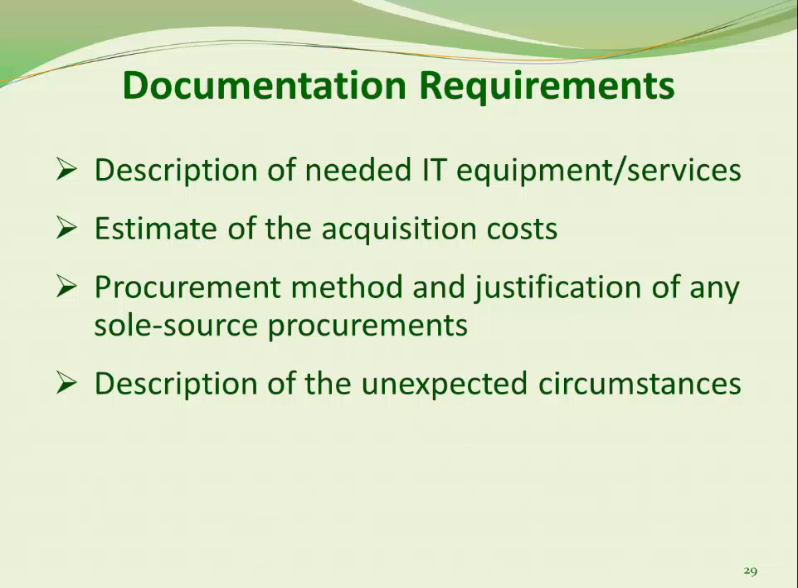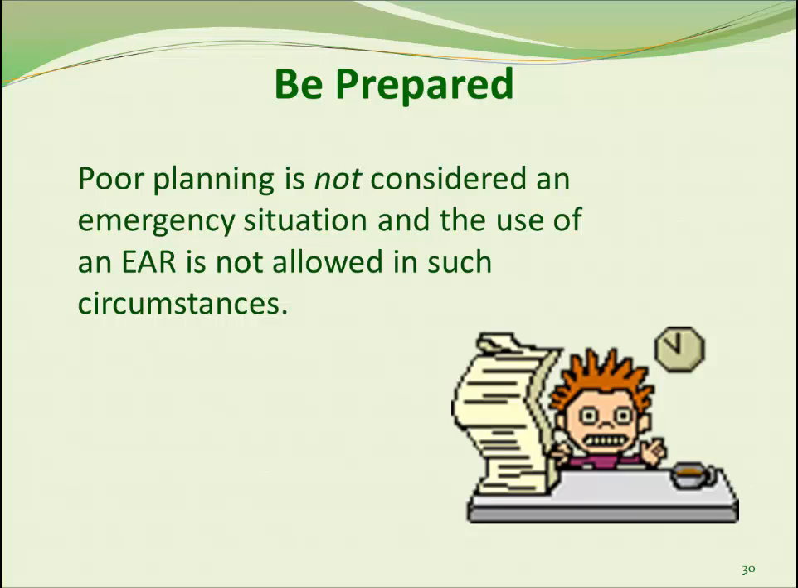The documentation requirements for an EAR include a description of the needed items, an estimate of the costs, the procurement method to be used, the cause of the emergency, and the likely adverse effect if the procurement is not immediately conducted. The required information may be included in the state's transmittal letter, or the EAR can be a separate document enclosed with the transmittal letter. As we noted previously, poor planning does not constitute a legitimate emergency. Please begin your normal acquisition procedures in a timely manner during non-emergency situations.